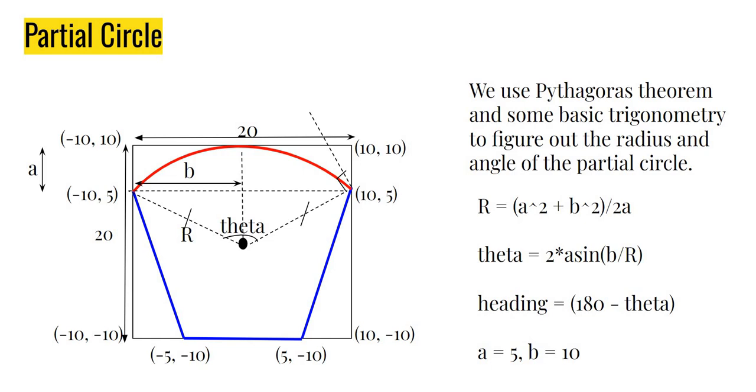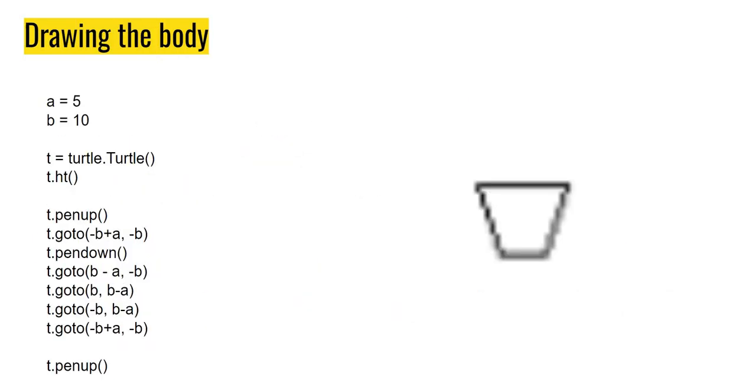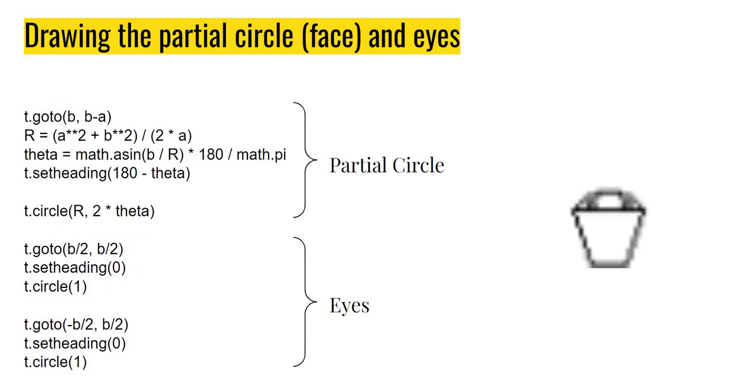Now, I'm going to keep it a little bit general. Instead of fixing specific A and B, I'm saying let's use variables A and B. A equals 5, B equals 10. So I'll get exactly the shape that I'd been looking at. Now, before doing anything else, I'm just going to draw this compound shape, and this is a 4-step process. First, I will draw the body. In fact, I've already done this, but I will just generalize it a little bit. Next, I will draw the partial circle using the formula with this, and then I'll draw my two eyes here.